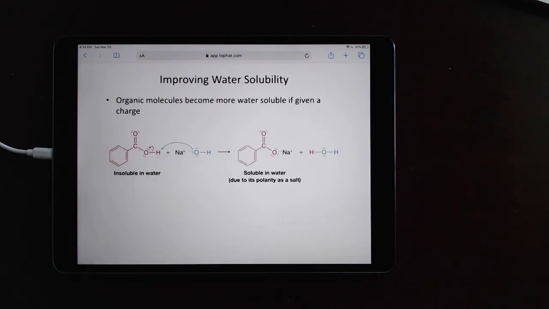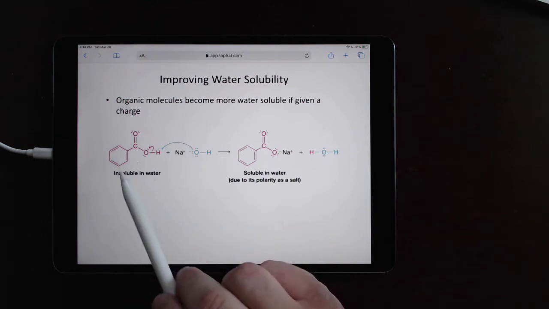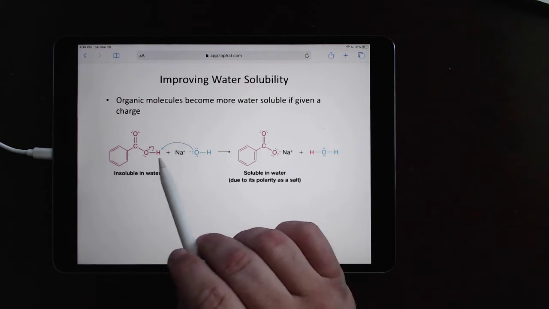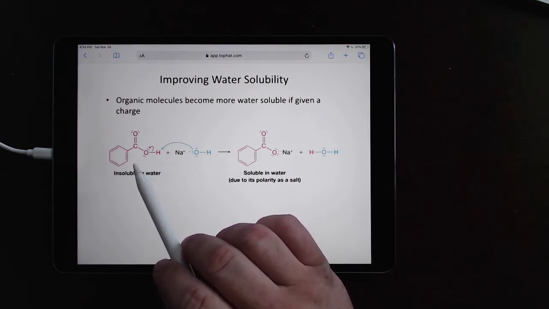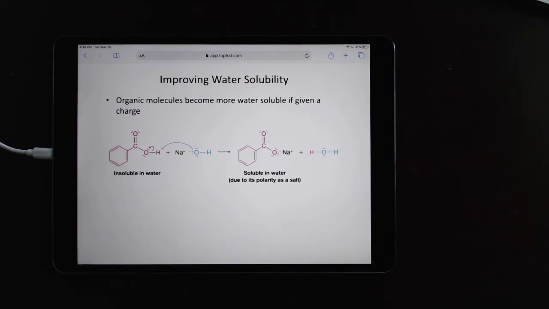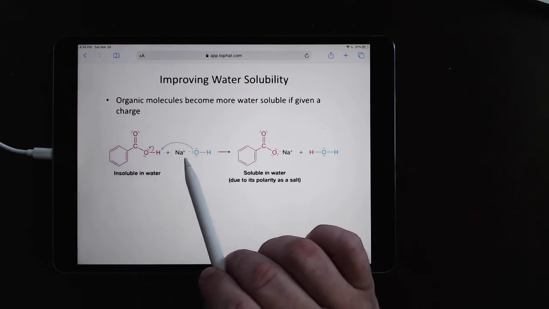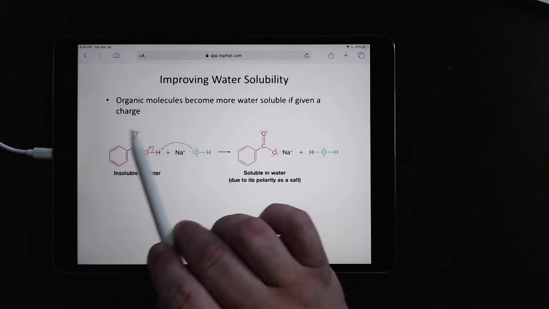Okay, so one of the ways that you can take advantage of this in water solubility is if you make your molecule charged. If you add an acid or add in base, you can actually go in and make it charged. So the classic example is benzoic acid here. This is very insoluble in water.